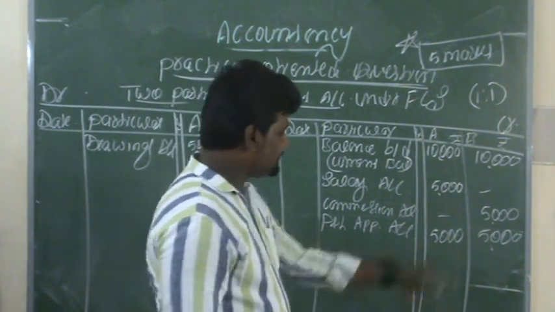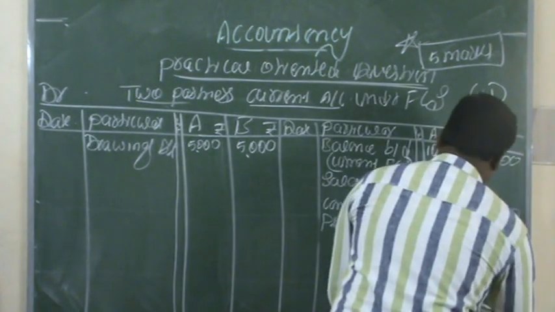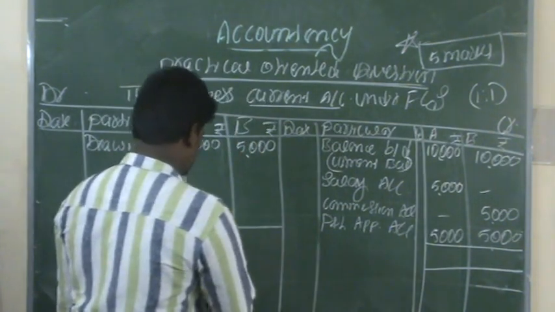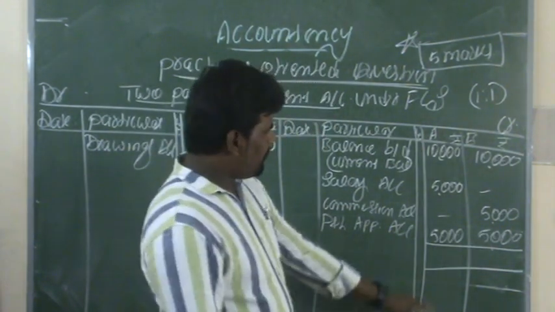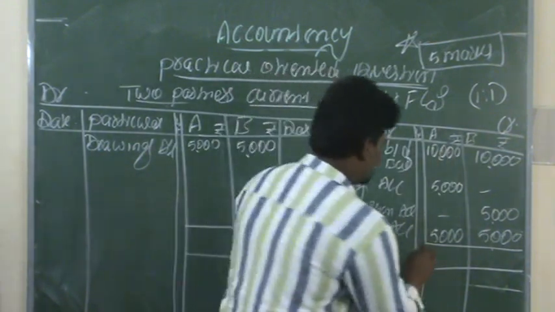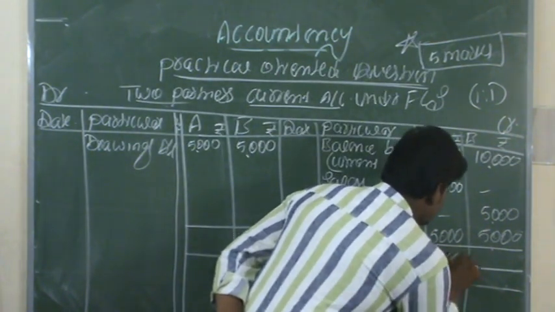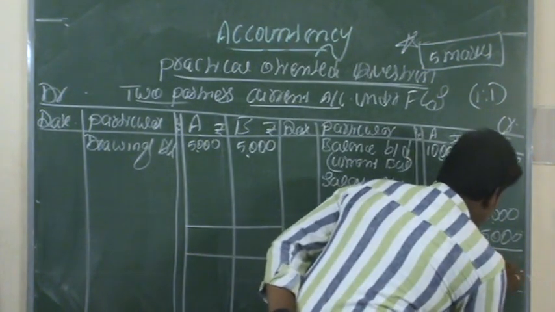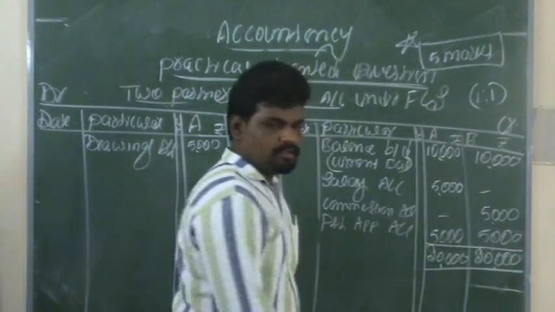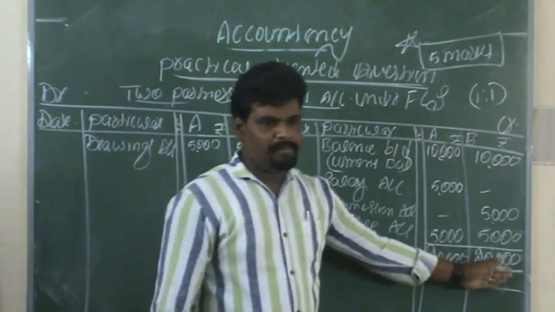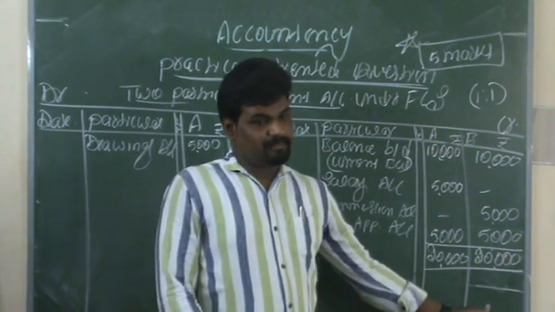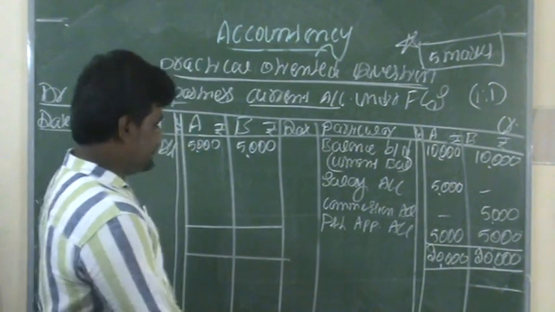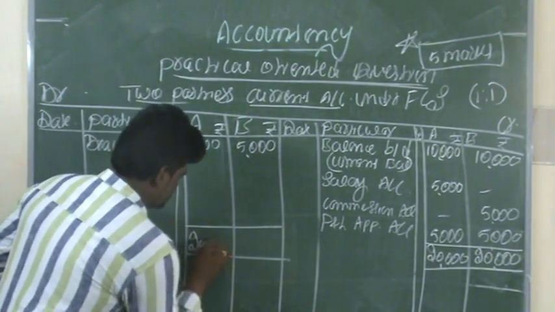First you have to total the credit side. The total balance of partner A is 20,000. In the same way, the total balance of partner B is 20,000. So this is more capital compared to the debit balance. The credit balance is more. So these balances we can transfer to the debit side, 20,000 and 20,000.